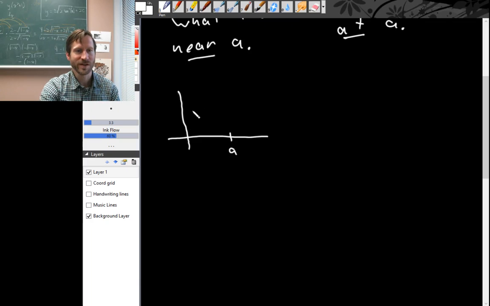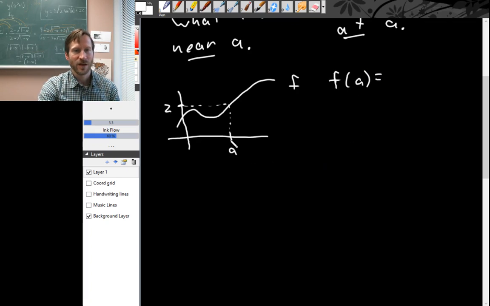So for one example, let's just try this. Let me mark what value this is. Let's say maybe that's 2. On this graph, let's find f of a first, because that's the easy part. If you look at this graph at the x value a, right here, there's a point on the graph right there, and the height of that point is 2. So f of a is 2.